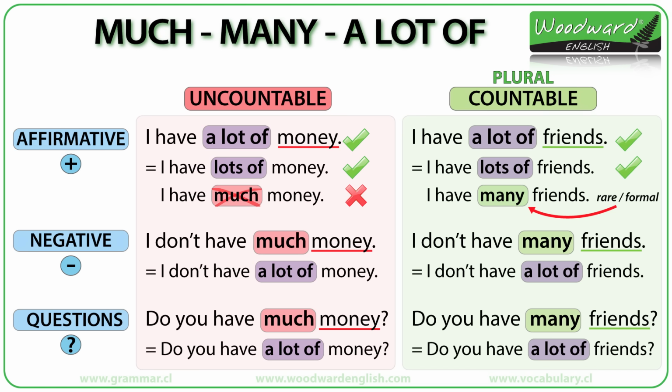In negative sentences, we use many with plural countable nouns. I don't have many friends. You can also say, I don't have a lot of friends. The same with questions. Do you have many friends? Which is the same as, do you have a lot of friends?